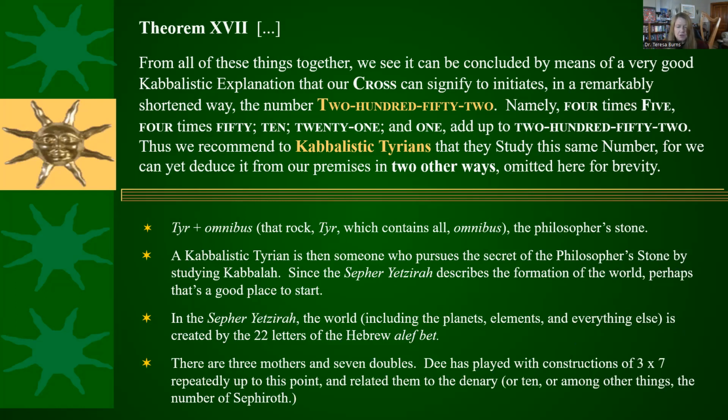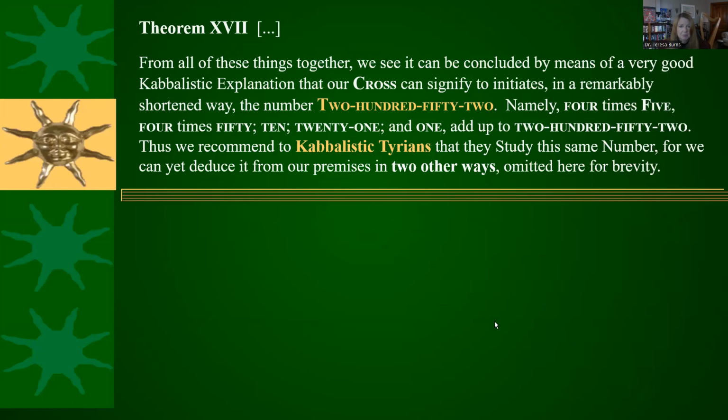So remember, there's 3 mother letters in Hebrew, there's 7 doubles. Dee has played with the construction of things with 3 times 7 a bunch of times. You know this if you studied the monad. He's related them to the denary, not just to things like the Tetractys, but also to the 10 Sephiroth. And that's a big part of what he has done up to this point.